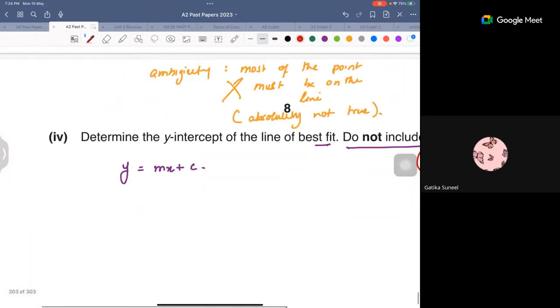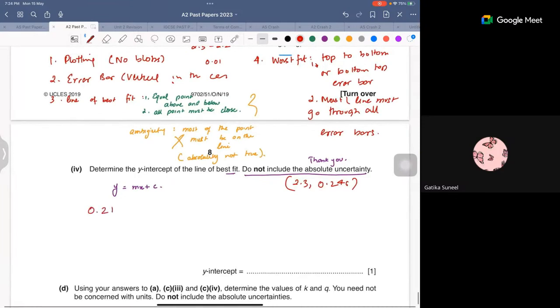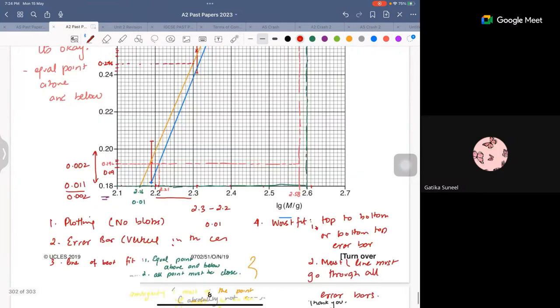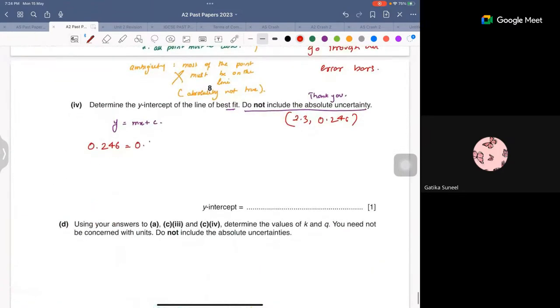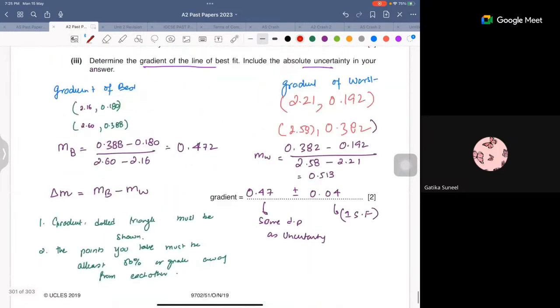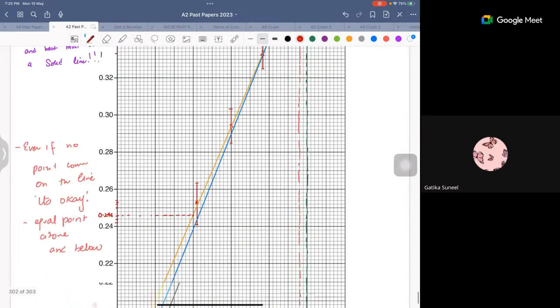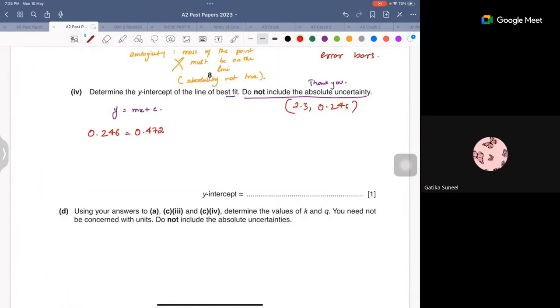Now the y, just add 0.246 equals to the gradient. Take this gradient, 0.472. When I'm solving things, I'd like to include the whole number. I don't want to work with the rounded values, because sometimes it would give you a wrong answer. So don't do that.